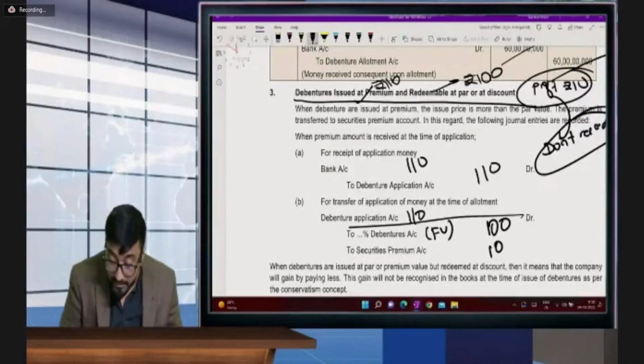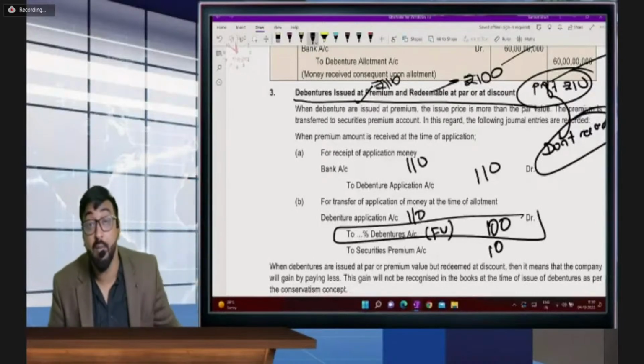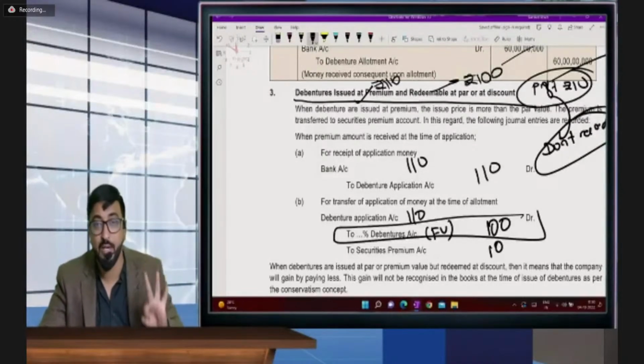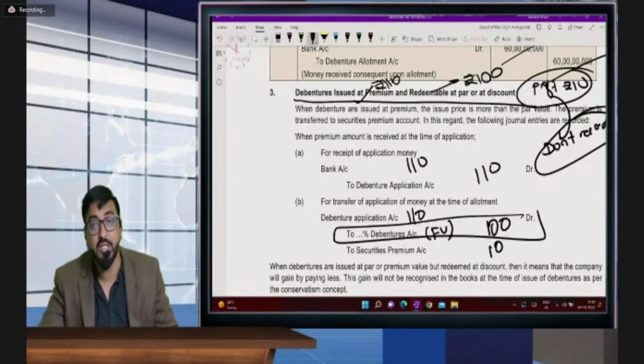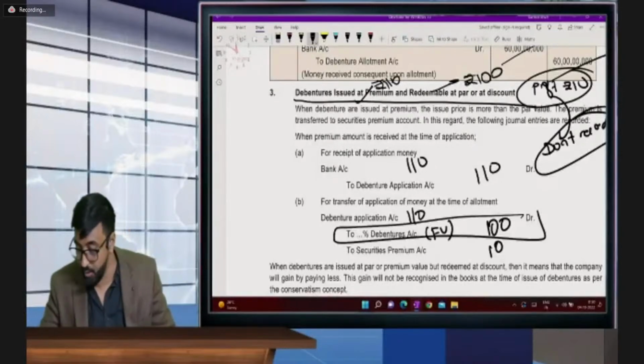Debentures are always recorded at face value. Mark this sentence. Write it down somewhere on the first page. Debentures are always recorded at face value, 100 rupees.